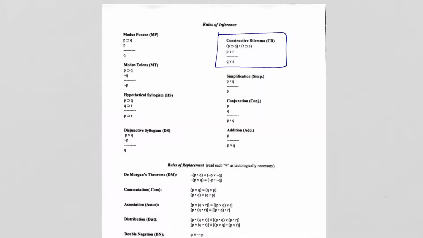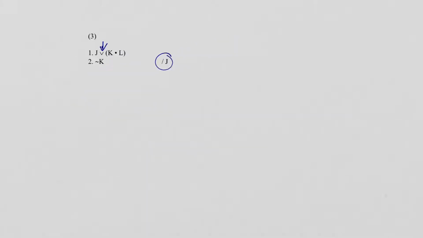Okay, so let's look at the third one. So we have J or, and then we have K dot L. And what we need is J. And J is isolated right here, and it's connected with a disjunction. So if you'll remember, the only way we can get a disjunction is to get the negation of the other side. So let's go back and look. So we need J, so what we really need is we need the negation of K dot L. That's what we need right there.